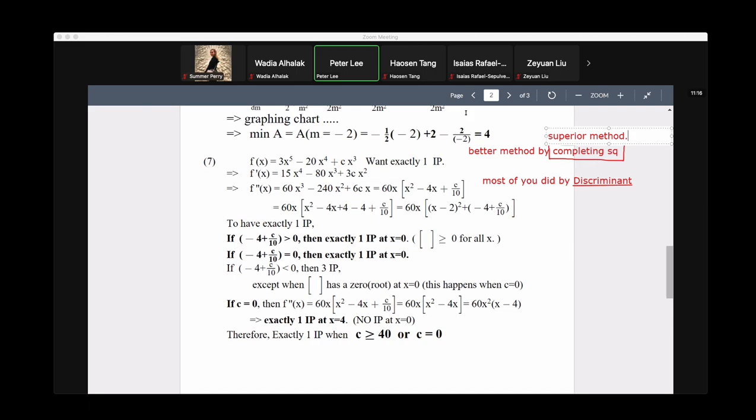One inflection point. Okay, so we take the derivative, and then we get that, and then F0. Almost nobody had this right.